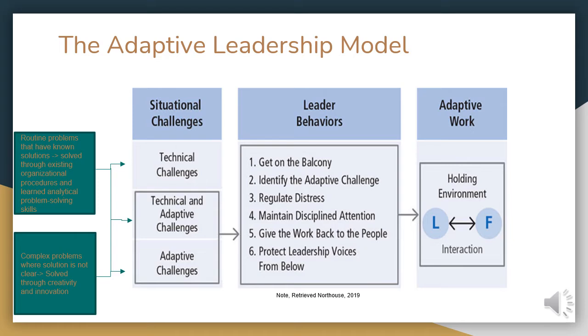In this model, there's 6 identified leader behaviors. Get on the balcony, identify the adaptive challenge, regulate distress, maintain disciplined attention, give the work back to the people, and 6, protect leadership voices from below. We will cover these in detail in the next slide. In this model, situational challenges combined with leader behaviors leads to adaptive work.